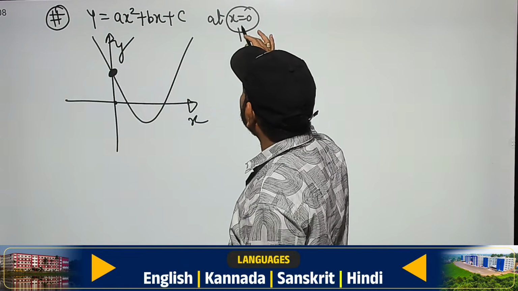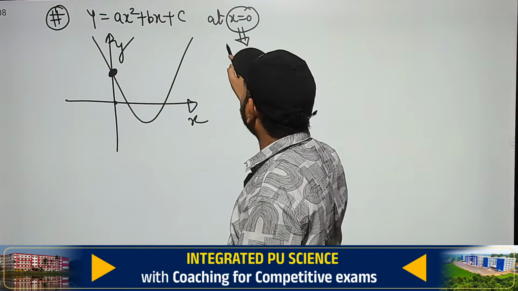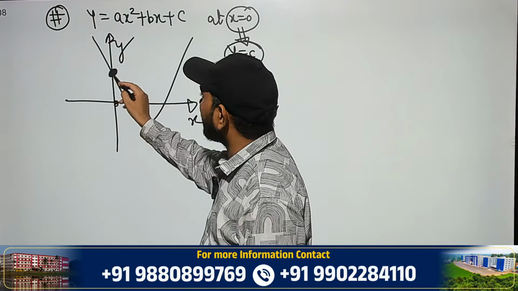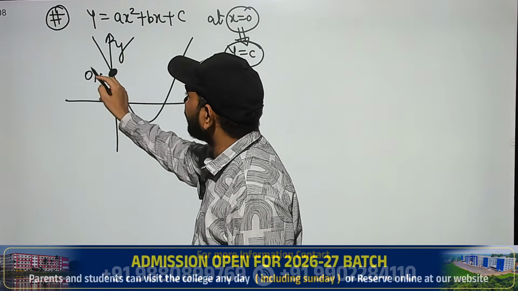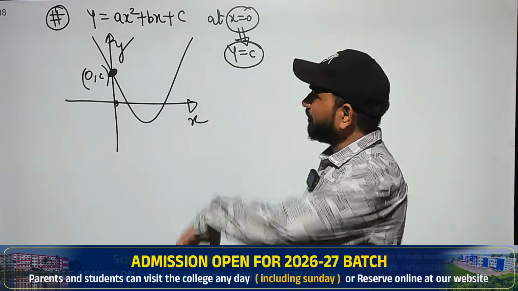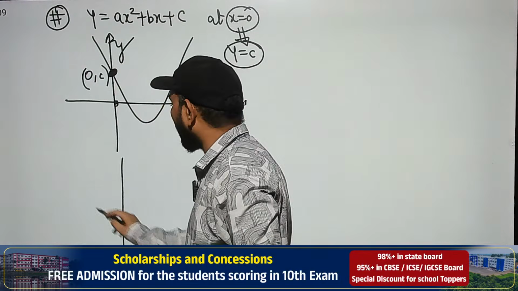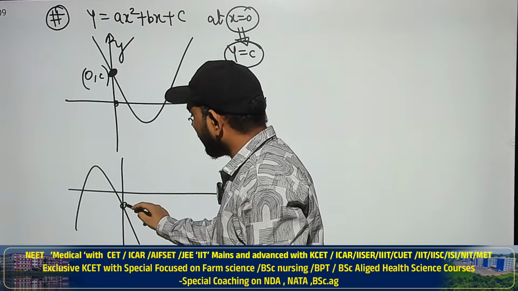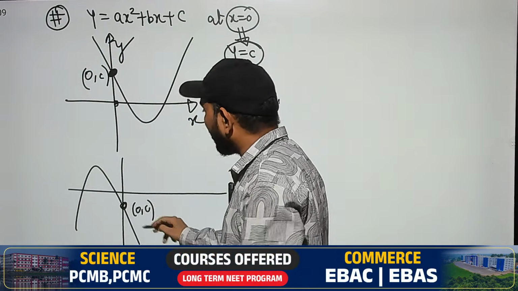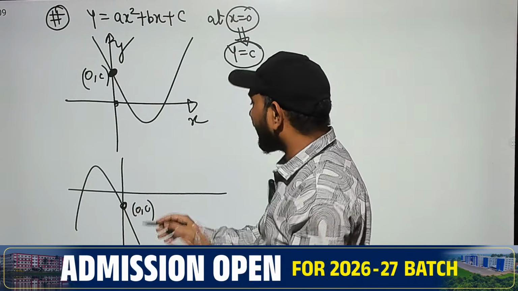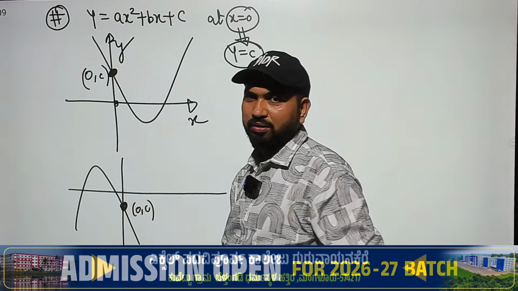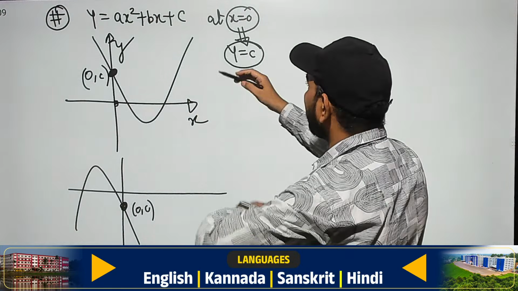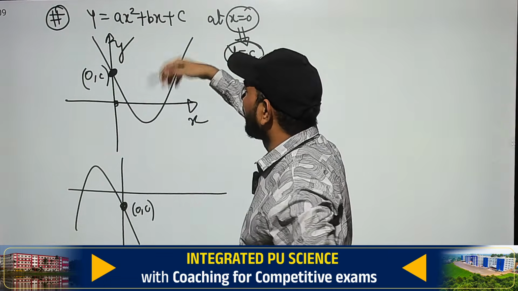At x equal to 0, what is the value of y? Y is equal to c. So when you are standing at 0, this point is 0 comma C. Maybe the graph is on the downward side, looking like this. I don't know what type of graph, but whatever graph there is, this point is 0 comma C. It depends on the data they are giving. So C is the cutting point of the graph on the y-axis.